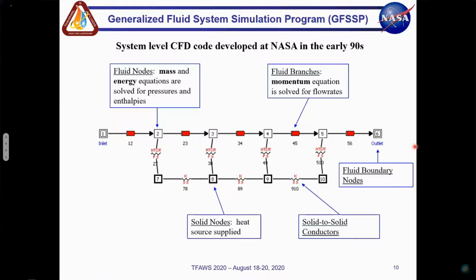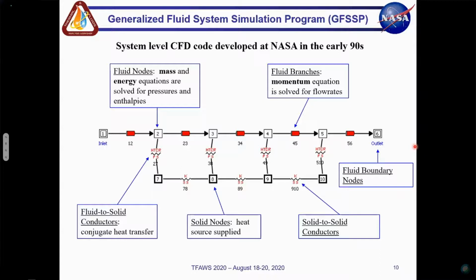So if you're interested in heat transfer, you can add solid nodes, which are here, the bolded boxes, where you can supply a heat source or a heat flux. We have solid-to-solid conductors, which model the conduction of heat within the solid. And then you have fluid to solid conductors, which model the conjugate heat transfer. And this is where I am spending most of my time.